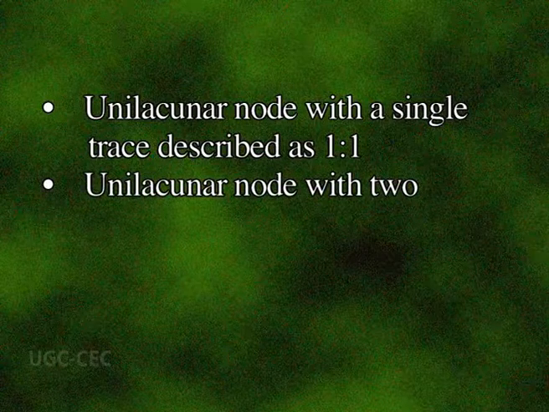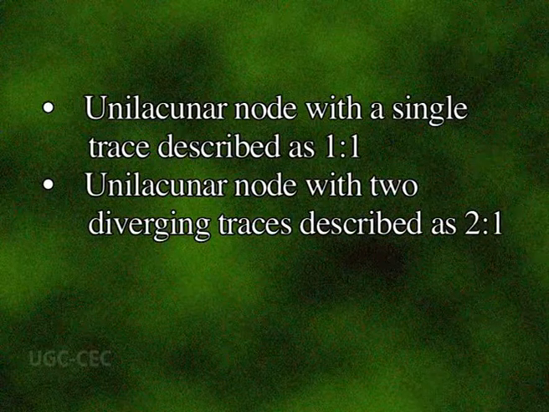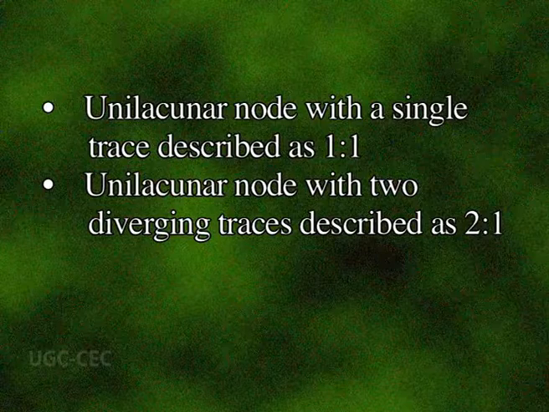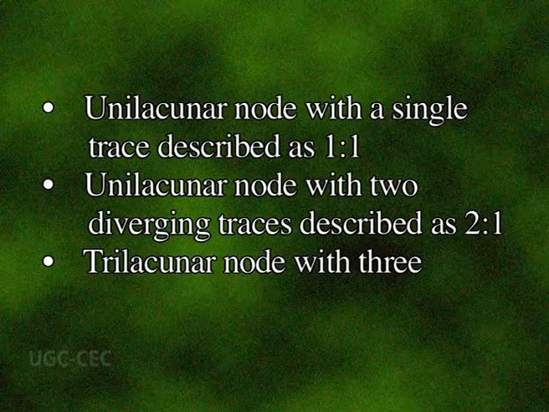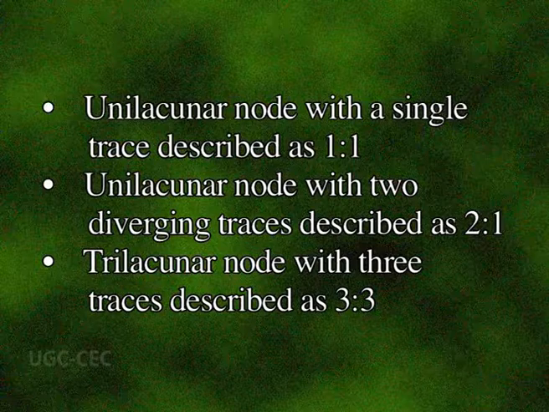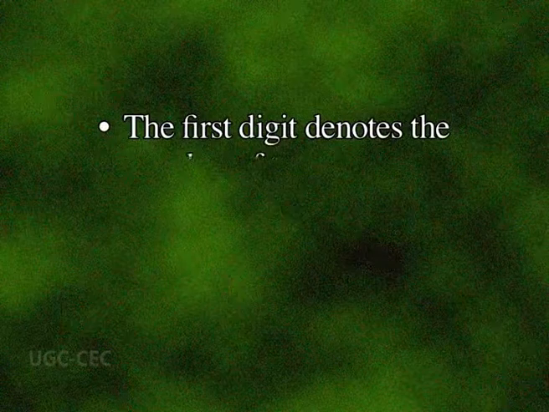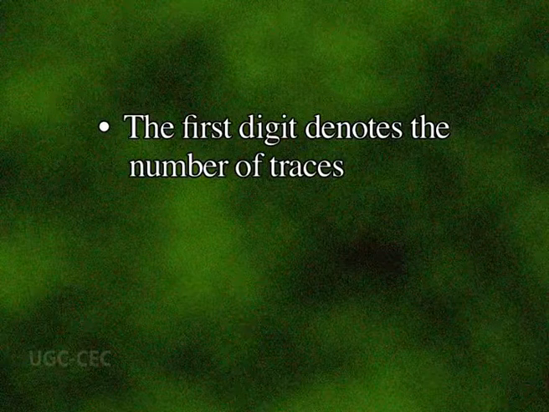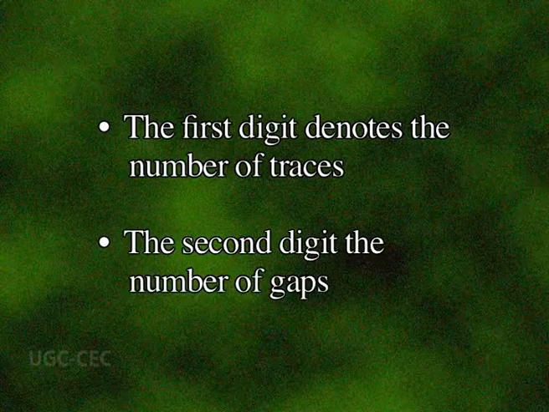A unilacunar node with two diverging traces would be described as 2:1. And a trilacunar node with three traces would be described as 3:3, and so on and so forth. The first digit denotes the number of traces and the second digit the number of gaps. Most families tend to have uniform nodal anatomy. Variability in nodal anatomy is important and may be of systematic value in intrafamilial classification.